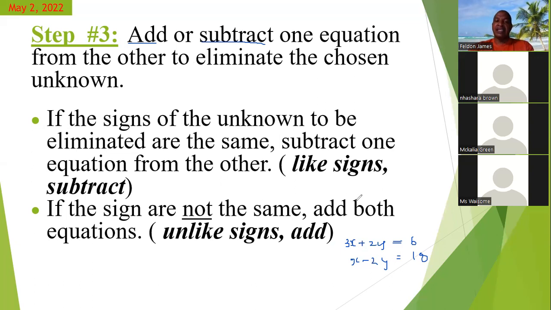And this is the case where we are eliminating y. If the signs of the unknown that we are eliminating are not the same, then in this case we have to do what? Add both. We add both equations. So in this case, we would add because we are eliminating y and their signs are different.